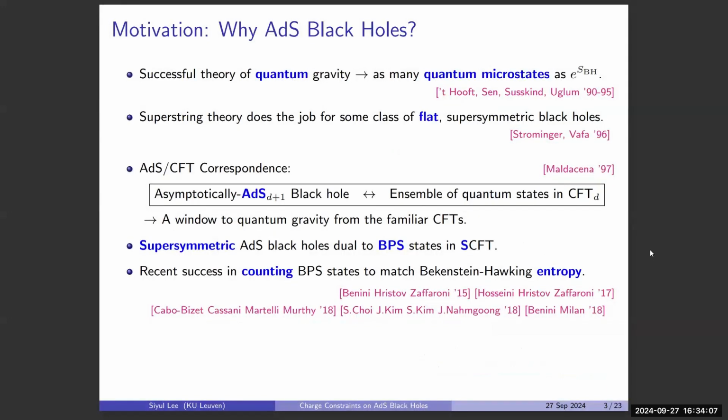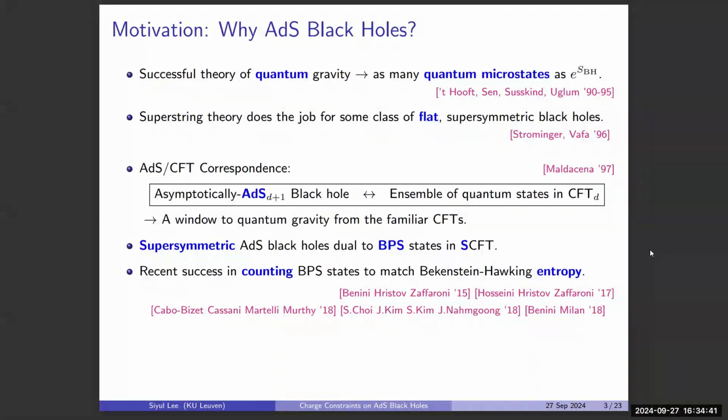But now we have the famous AdS/CFT correspondence, and one of its statements is that dual to an asymptotically AdS black hole is an ensemble of quantum states in a non-gravitational conformal field theory with one fewer dimension. This opens a new window for us to study quantum gravity, because usual CFTs are probably more familiar to us than stringy microstates, for example.